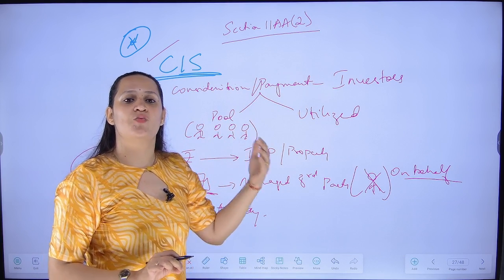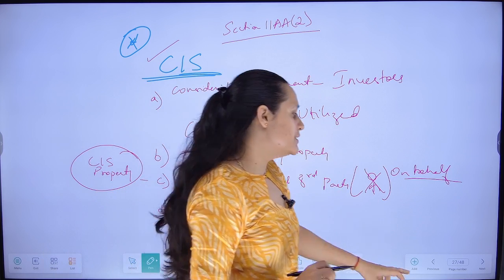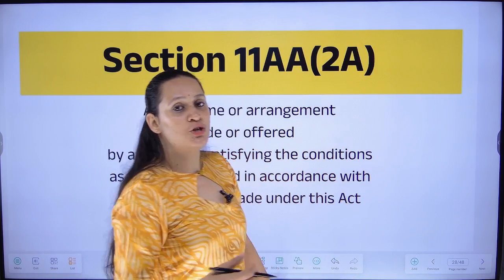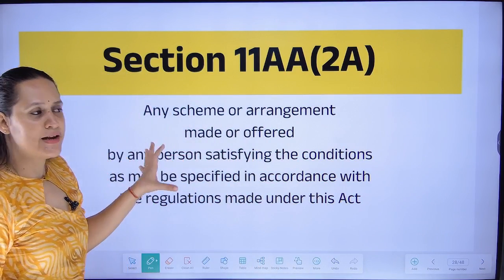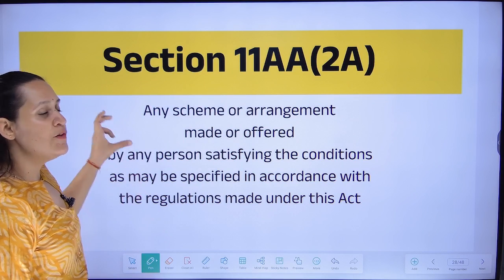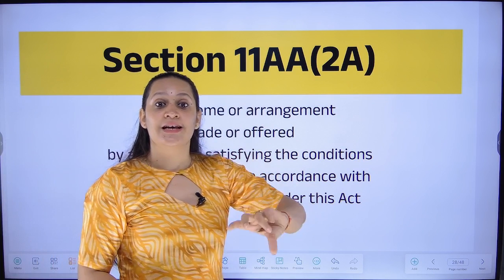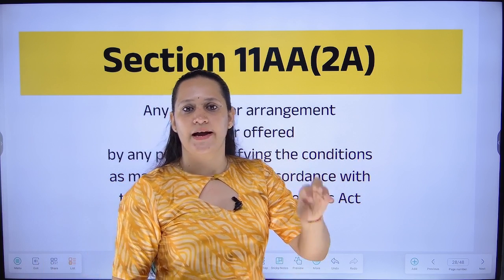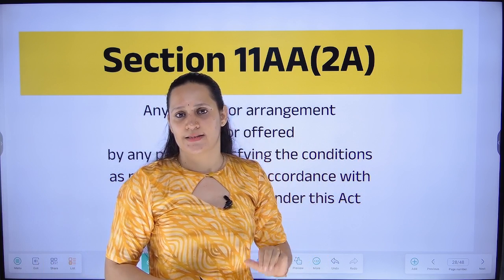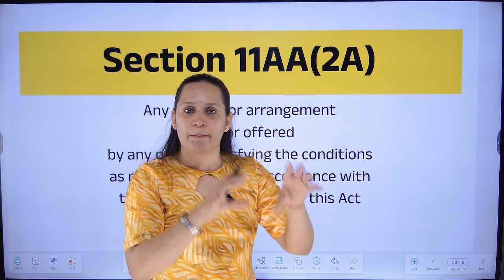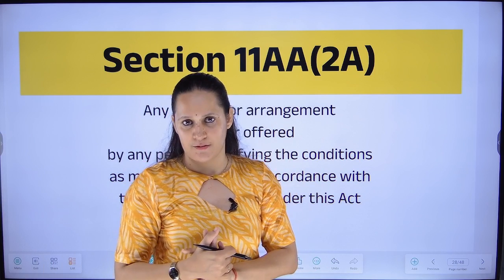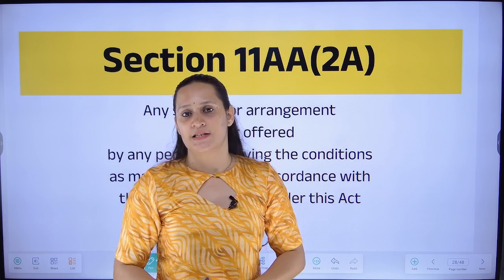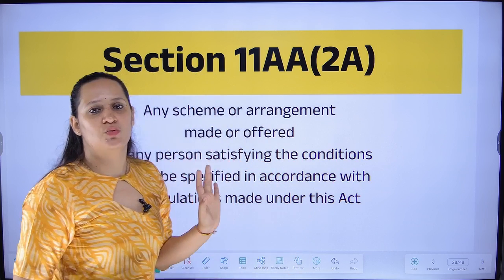Now let us identify what are the conditions given under subsection 2A. Here they have not given us any conditions. They have said that if at any point in time the CIS regulations, we have given the power to SEBI to identify what is CIS, to regulate the CIS, collective investment schemes. So if SEBI is going to impose any conditions under the CIS regulations, they should satisfy those conditions.